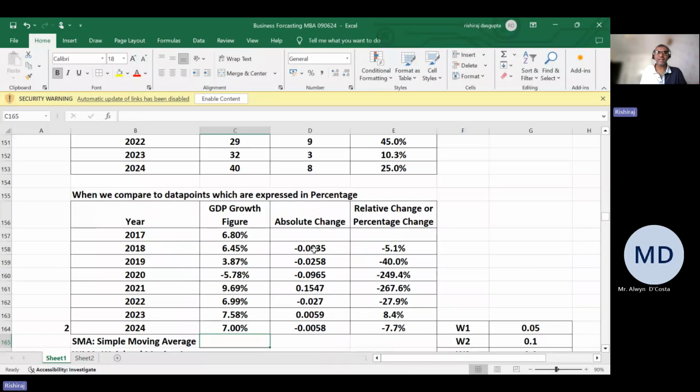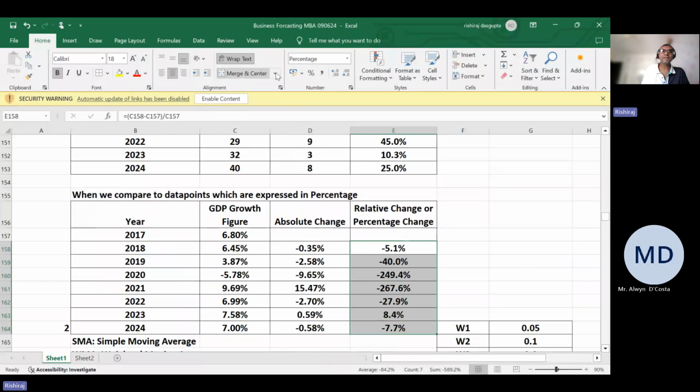There's an absolute change. When I calculate, you see these are absolute changes, like minus 3.5%. Absolute change is also in percentage and relative change is also in percentage. So when you say GDP changed by 2.58%, you have to be very, very careful to mention that this is an absolute change I am talking about, not a relative change.